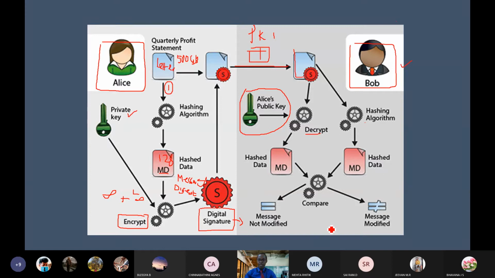Otherwise, a message is sent to Aris: Hey Aris, the message is modified. Or: Hey Aris, the message is not modified. So he compares the two copies, what Aris has sent and what he has, and then confirms the message. Whatever we have seen is combined in this diagram. This is an example, a brief of what we shall see in all the steps as we continue with cryptography.